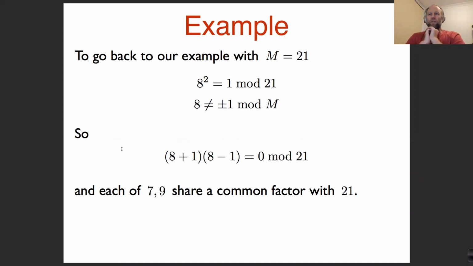If we find this non-trivial square root, then looking at our example, 8 plus 1 times 8 minus 1, so 9 times 7, is 63. Indeed, that is 0 mod 21. And 9 shares a common factor with 21, 3, and 7 shares a common factor with 21, just 7. So you see how doing this lets us find a non-trivial factor of, in this case, 21.